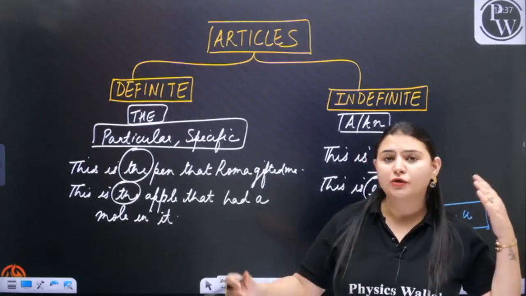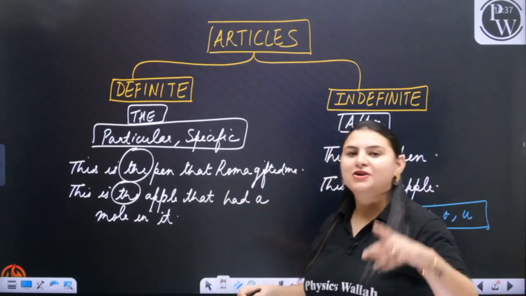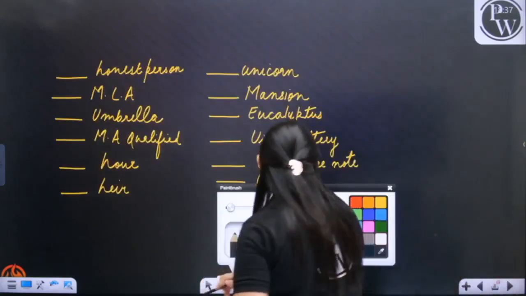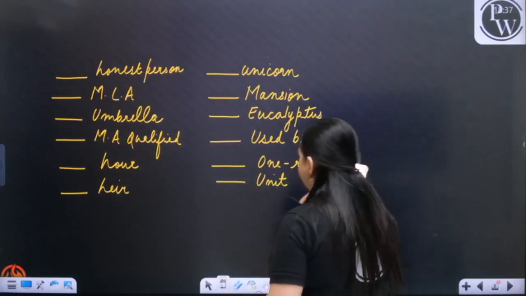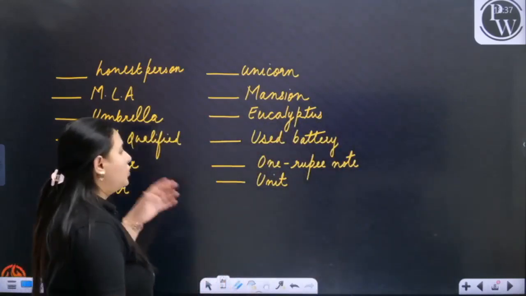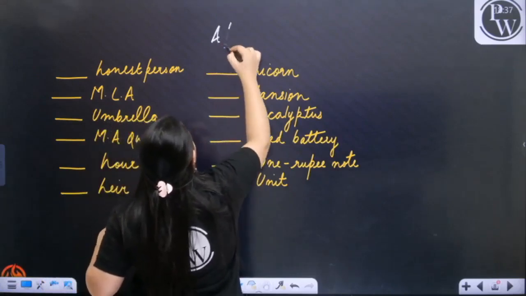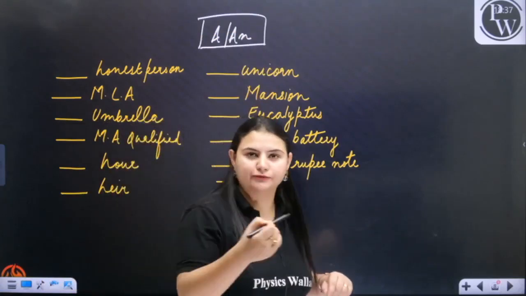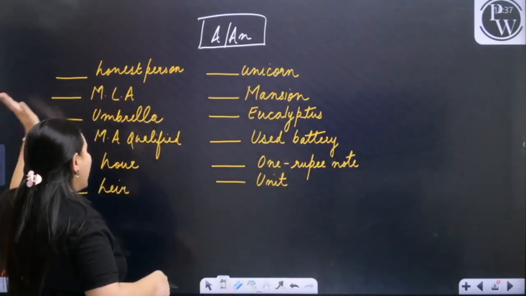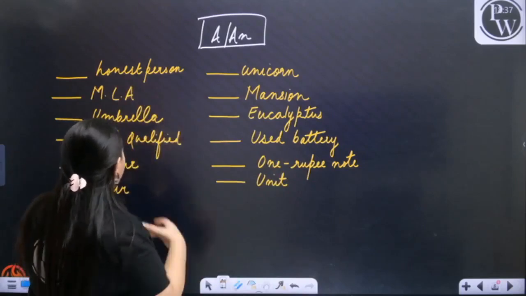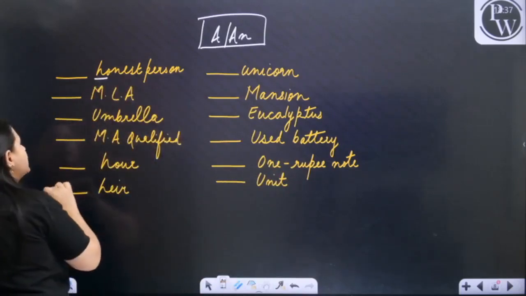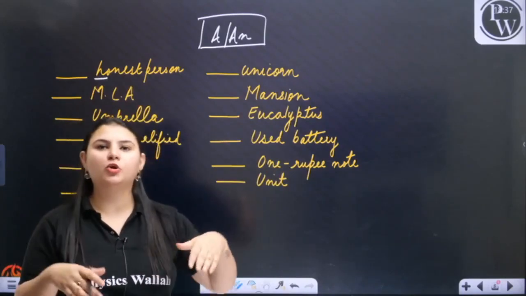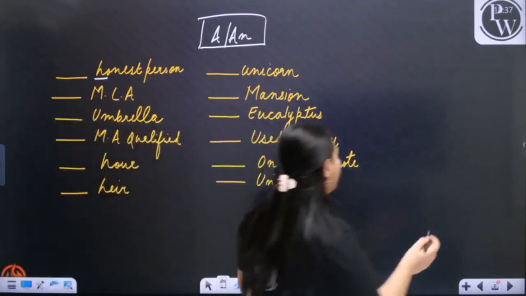Now, this is simple. We know where to put a, where to put an. But you have to learn something more. If you look at these examples very carefully, you have to tell me whether we'll put a here or an. Okay? A or an. Now, let's start. Dash honest person. Now some people would say that honest is starting with H, so we have to put a before it. This is what we have learned.